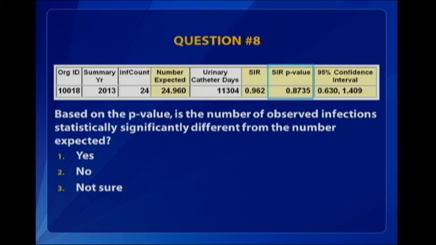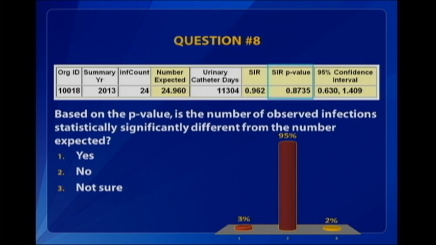All right, let's see how you guys did. 95% said no, and you would be correct because the p-value is greater than 0.05. It's actually really high. And to be honest, is it that surprising? Because you have an SIR of 0.96 and we're saying, is this any different from 1? Given the volume of data you have, it's not surprising that we're not seeing it any different.